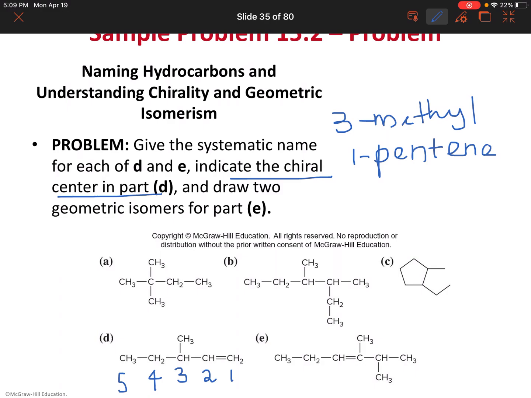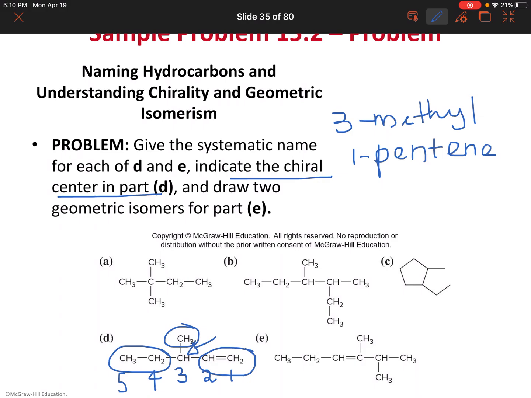So which one is the chiral center? Remember how you identify a chiral center? By looking at the carbon that holds 4 different groups. So that is going to be this carbon right here, because it has a hydrogen as one group, and this is one group, CH3. This is one group, CH2CH3. This is one group, CH double bonded to CH2, and the hydrogen is the 4th group. So that's the chiral center.